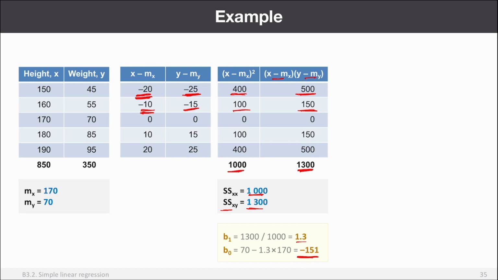So that gives me my model, which is simply y equal to 1.3x minus 151. So this is the model. This is how weight can be computed based on height. Now let's check that our computations are correct.